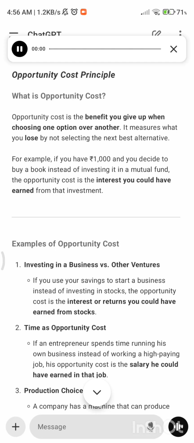Opportunity cost principle. What is opportunity cost? Opportunity cost is the benefit you give up when choosing one option over another. It measures what you lose by not selecting the next best alternative. For example, if you have 1,000 and you decide to buy a book instead of investing it in a mutual fund, the opportunity cost is the interest you could have earned from that investment.